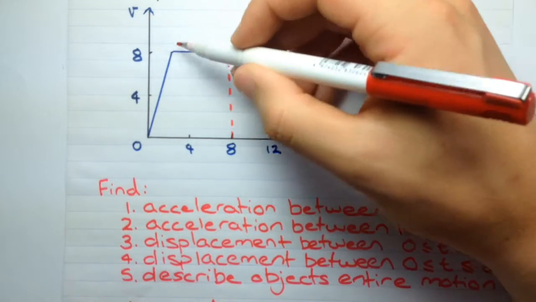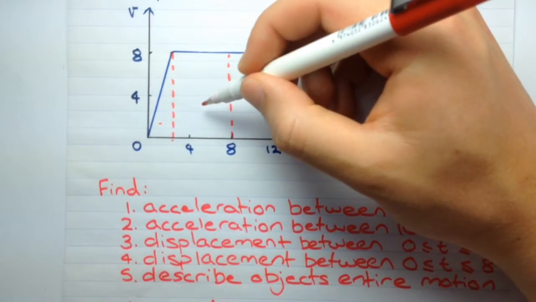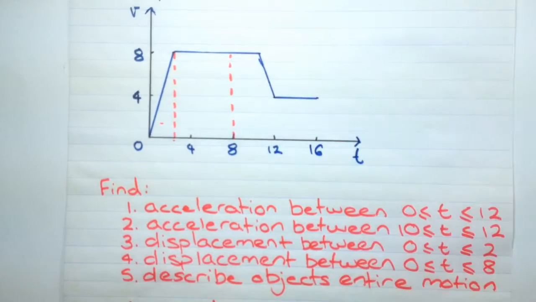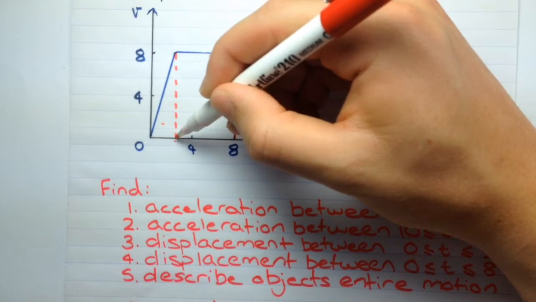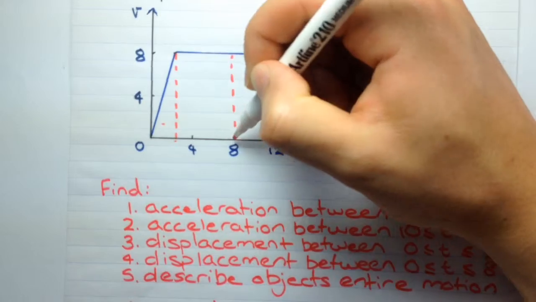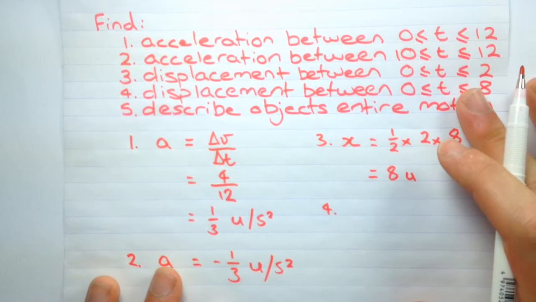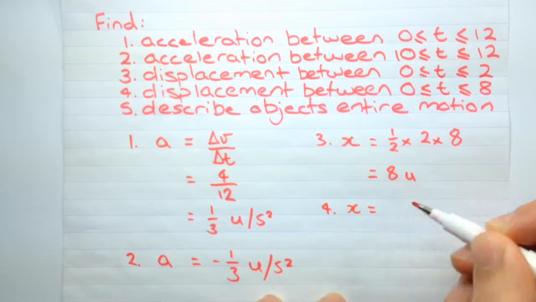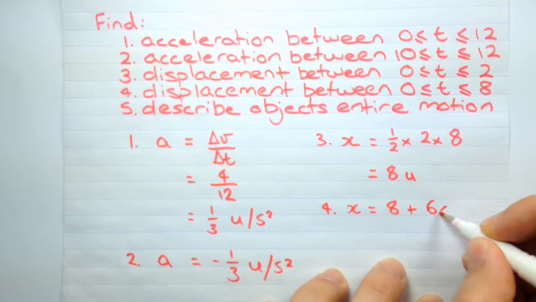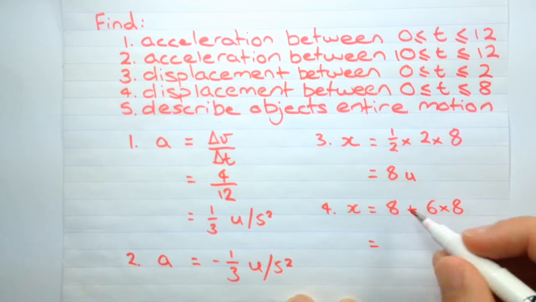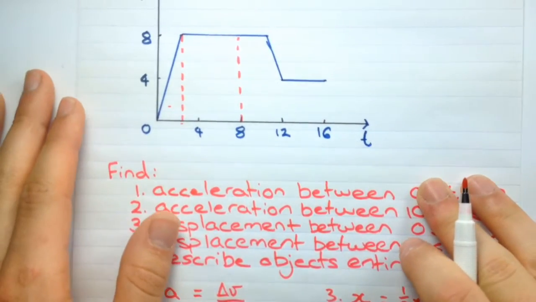Now we've already got this area, that triangle over here. Now we just need to find the area of this rectangle. So if we look here, we've got a base length of 2 plus 4, that's 6, and we've got a height of 8. So for our displacement, equals the area of the triangle, which we worked out to be 8, plus the area of the rectangle, which is 6 times 8, which is, I guess, 48, plus 8, so that's 56 units. So it's actually moved 56 units away from the origin.